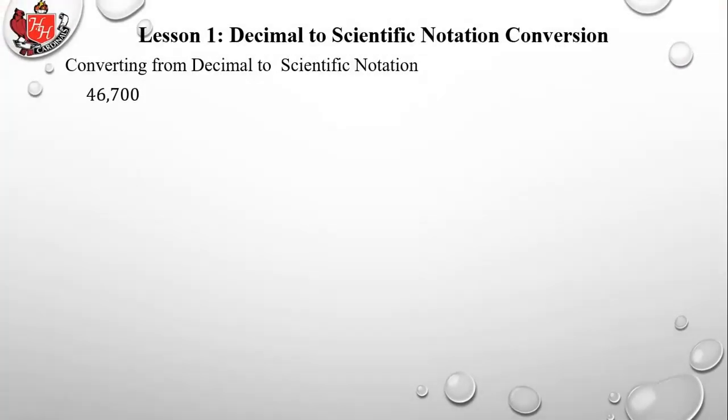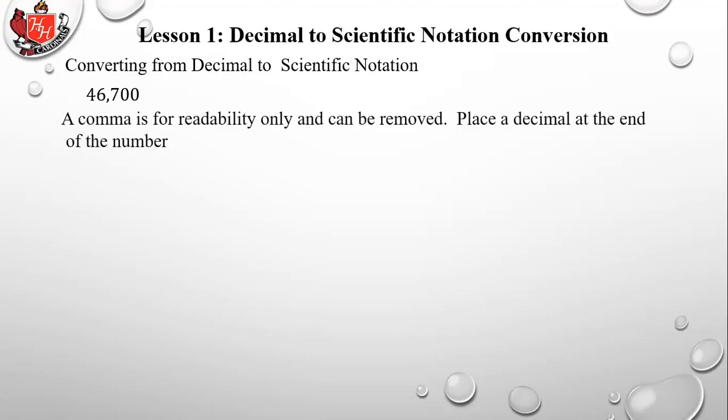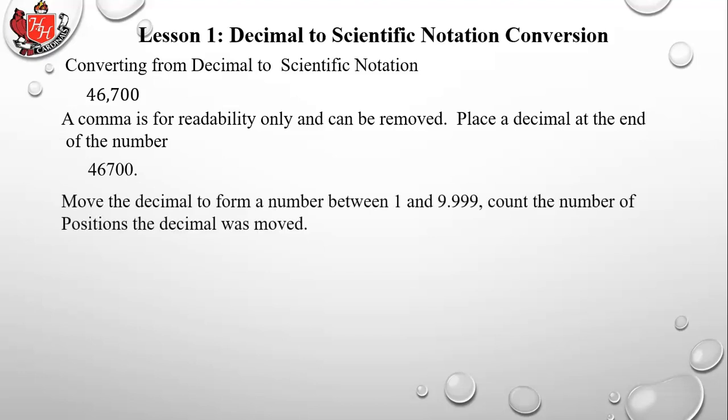So convert from decimal to scientific notation. A comma in the United States is for readability only and can be removed. In some countries, the comma is treated like a decimal point, but not here. So place a decimal at the end of the number. You don't see a decimal there, but there's an implied decimal after the last 0. So there it is. Now move the decimal to form a number between 1 and 9.999 and count the number of positions the decimal was moved.